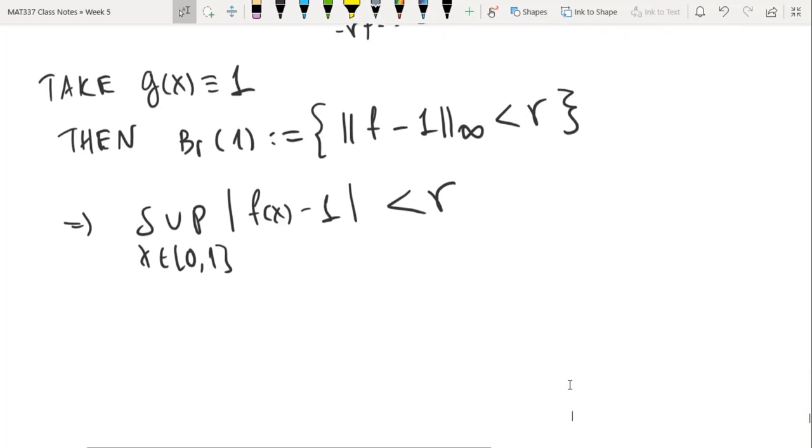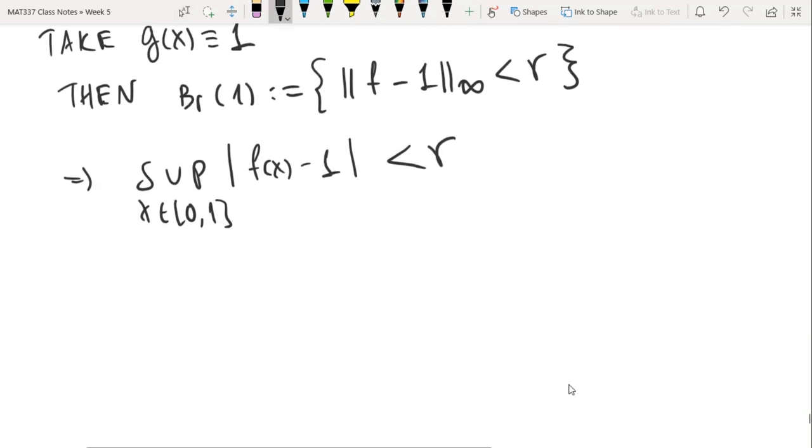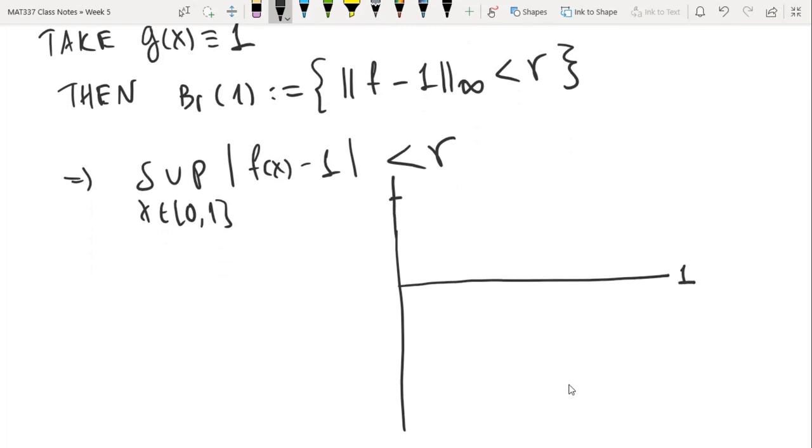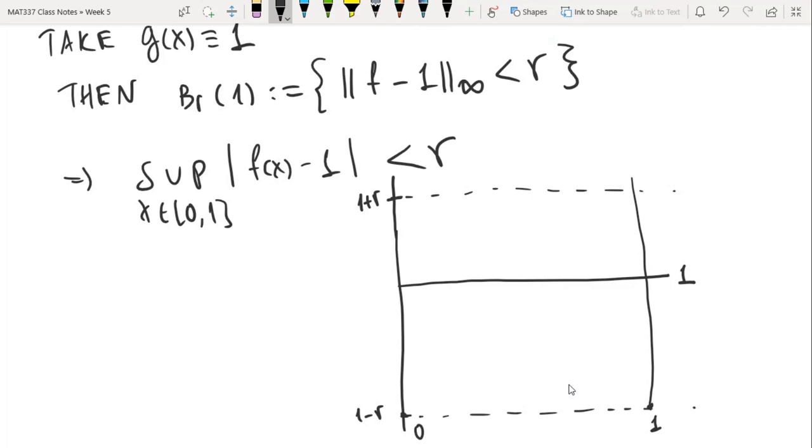So pictorially, what you have to do is you first draw the function 1, and then you go up to 1 plus r, and then you go down to 1 minus r, and this is 0 to 1, and you're asking that all the functions are within this image.